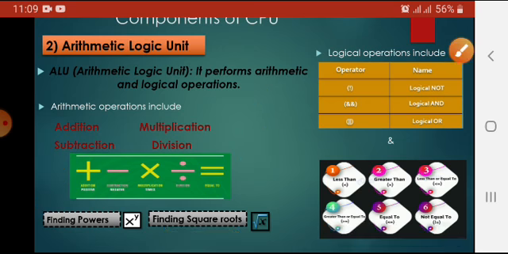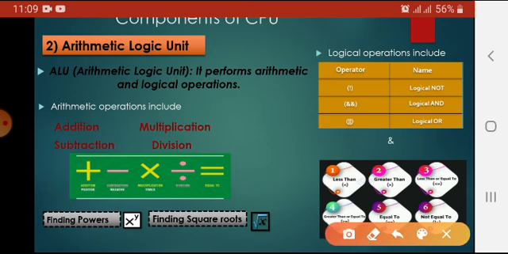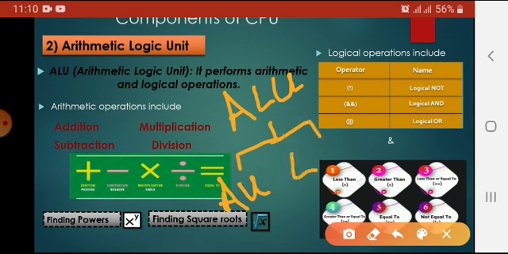And the logic operations include the logic gates like NOT operation, AND operation, and OR operation, and the comparisons like less than, greater than, less than or equal to, greater than or equal to, or not equal to are also performed with the help of ALU. In simple words, we can divide ALU in further 2 parts, that is AU, arithmetic unit, and the second is LU, that is logical unit.